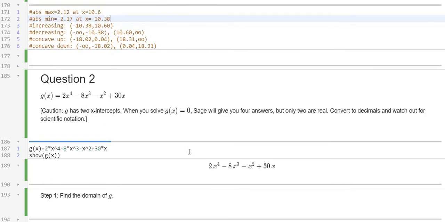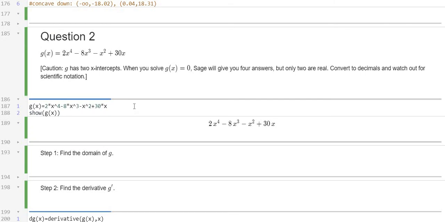I call this function g just to distinguish it from the one above. Make sure that you use g now. Don't use f down here. That's for number 1. Got any questions? Let me know.